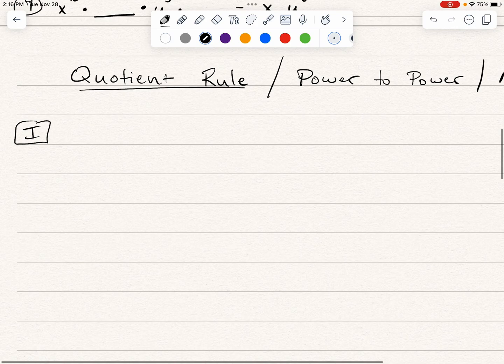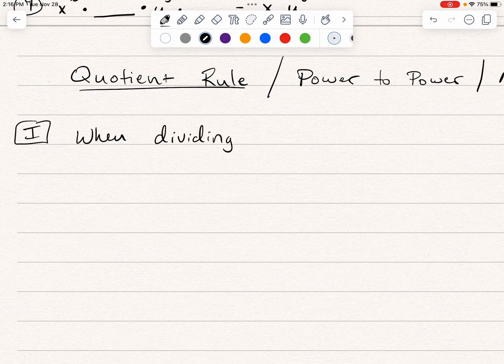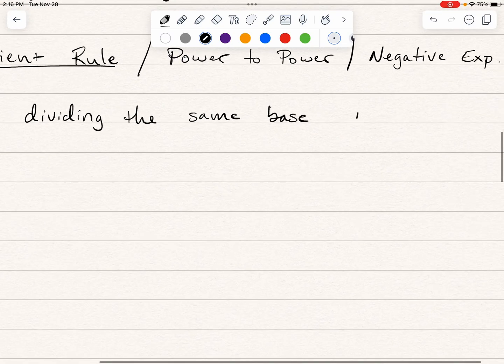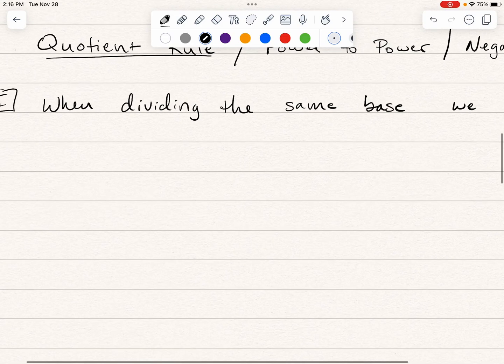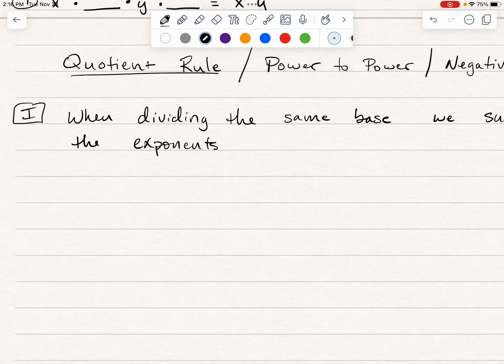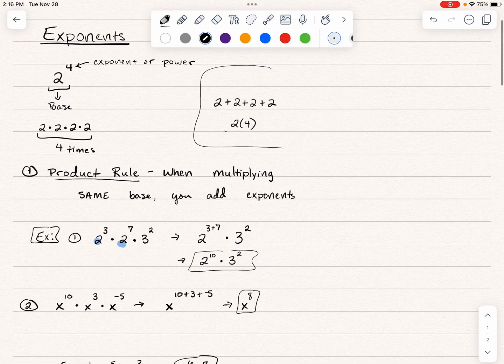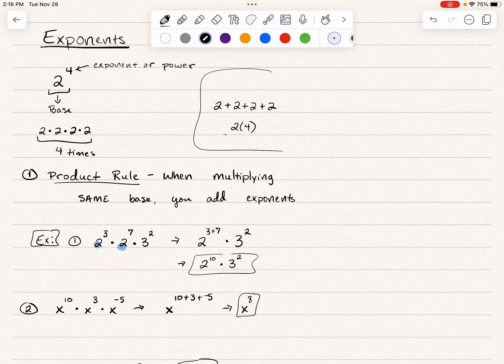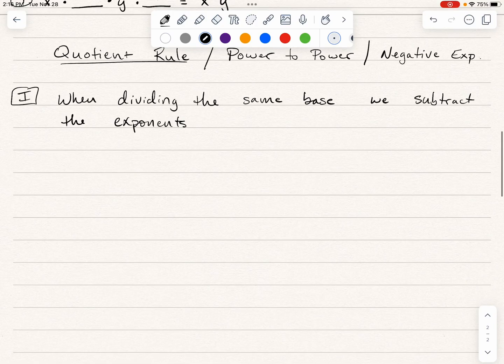The quotient rule says that when dividing the same base, we subtract the exponents. So very similar to our rule from earlier, when multiplying the same base, you add the exponents. Now we're going to be looking at examples when you have division.